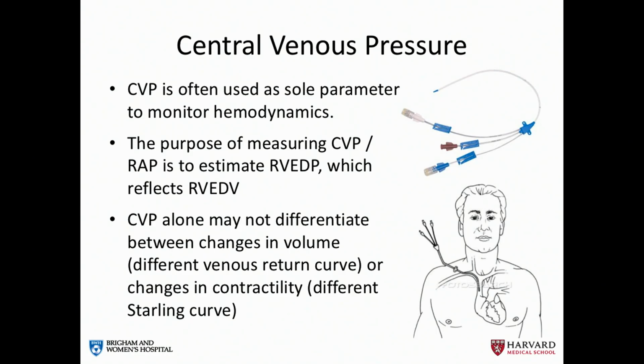That brings up the next hemodynamic assessment tool, which is central venous pressure. Oftentimes, this is the only parameter that people use to monitor hemodynamics. The real purpose of measuring central venous pressure, or right atrial pressure, is to estimate right ventricular end diastolic pressure, which should reflect right ventricular end diastolic volume and be a more accurate assessor of preload. Central venous pressure alone may not differentiate between changes in volume or changes in contractility. And some of that depends on when you're actually measuring central venous pressure relative to the patient's acute presentation.